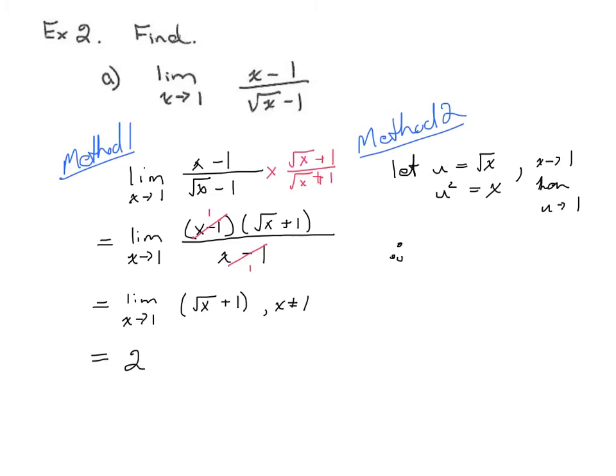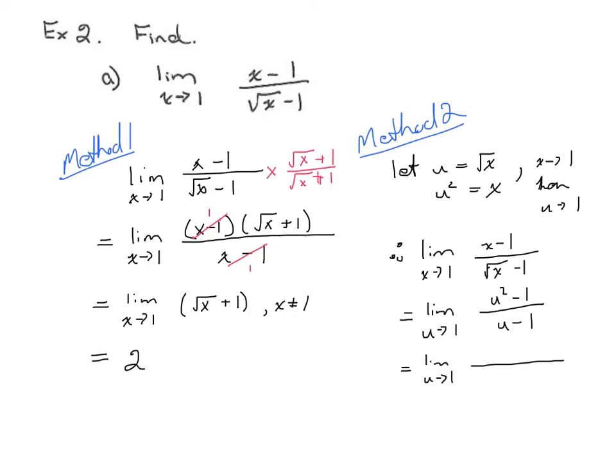So therefore, really what we're looking at, if we do a substitution, our limit of x approaching 1 of x minus 1 over the root of x minus 1, this will actually become the limit of u approaching 1 of u squared minus 1 over u minus 1. And notice we have no more radicals. And at this time we go back to our original methods of trying to solve this. Factoring, of course, being a main one.